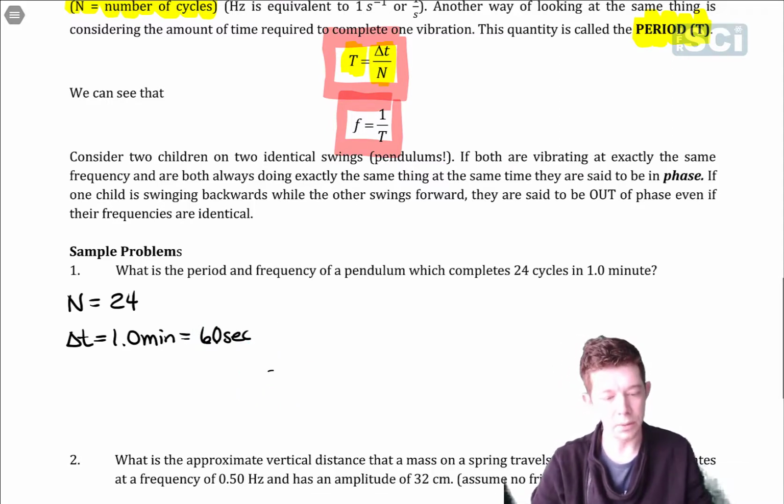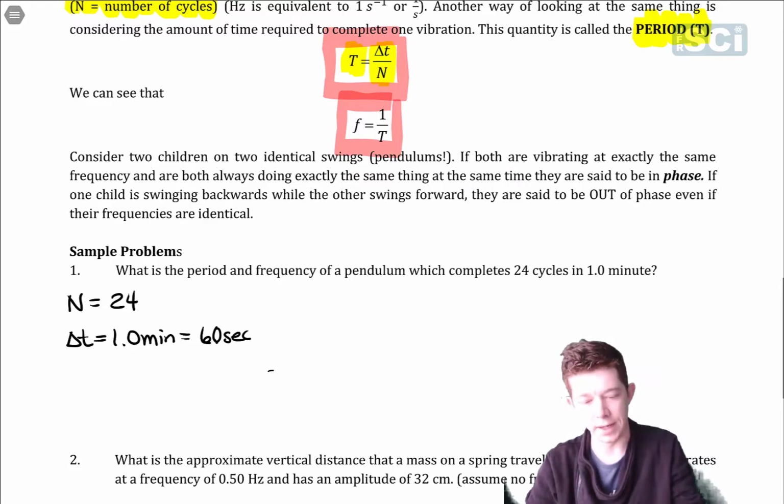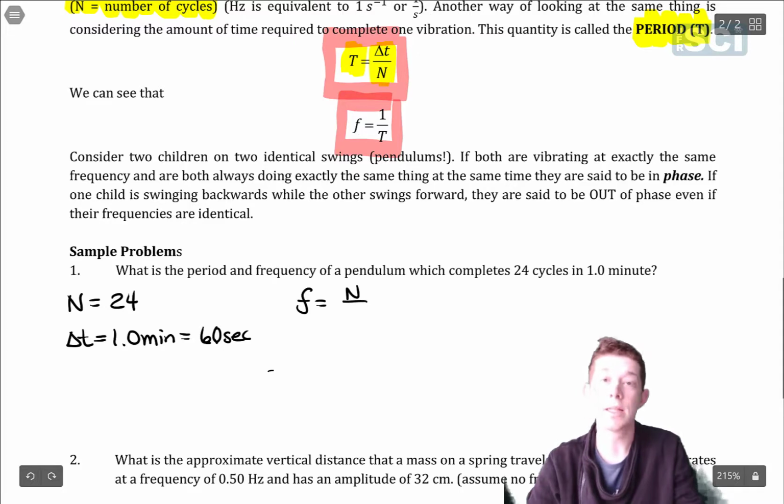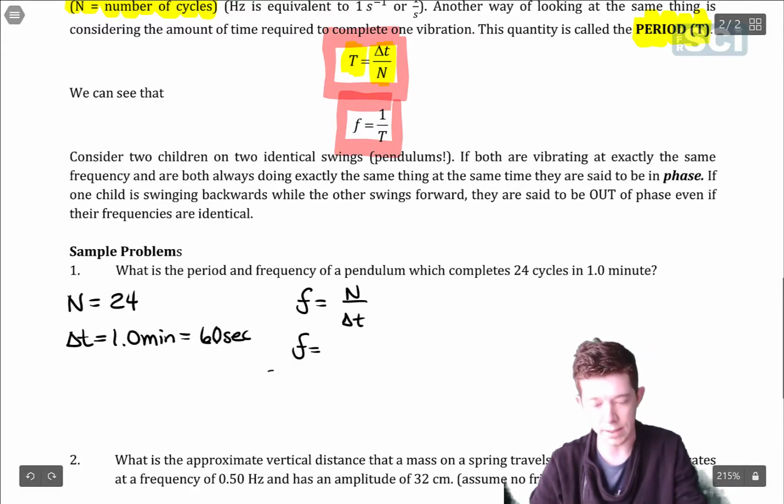Okay, so here we go. Let's start with trying to find its frequency. The frequency we know is the number of cycles divided by this time. So let's substitute in our values. We say 24 divided by 60 seconds.